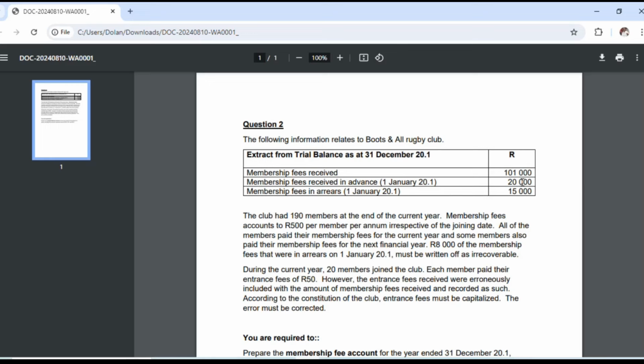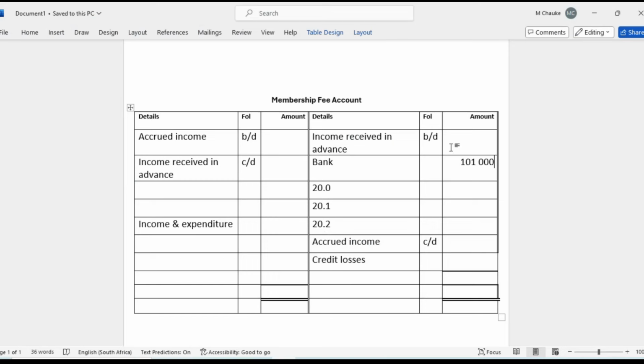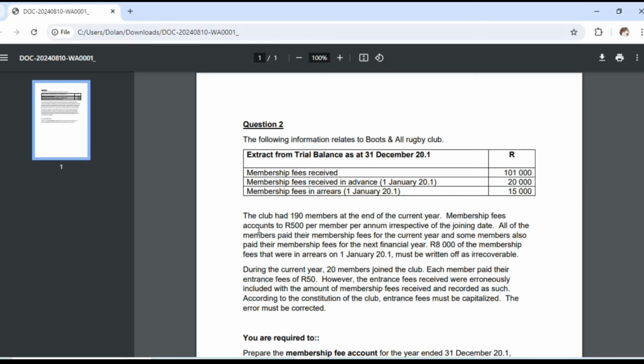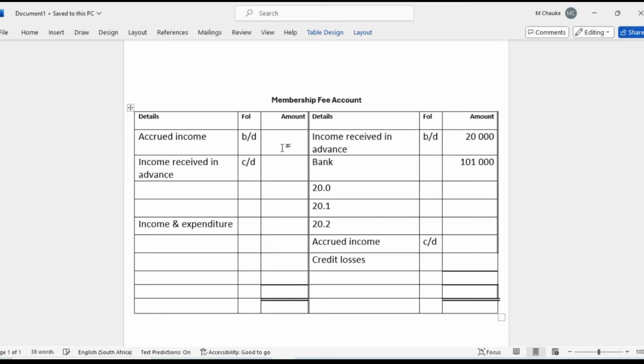Now, they say membership fees received in advance on the 1st of January, which is the beginning of our year, is 20,000. So we take this 20,000, it is going to be our opening balance here of the income received in advance, 20,000, right? And then when we go back to the question again, they also say membership fees in arrears on the 1st of January 2001. This is your membership fees accrued, 15,000. This is your accrued income at the beginning, right? So you come this side, you say 15,000. I hope this is easy, okay?